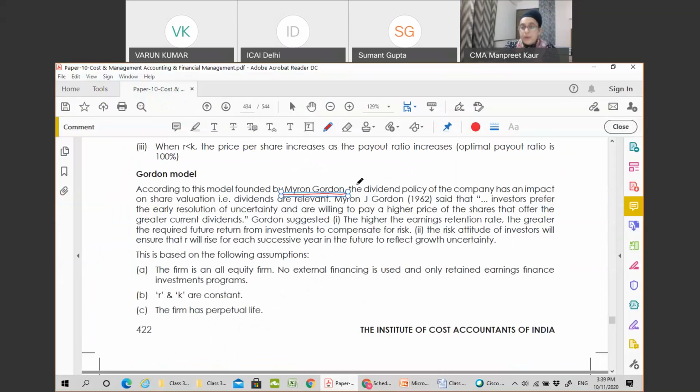The Gordon model was founded by Myron Gordon. This has an impact on share valuation. It is from 1962. It says investors prefer early resolution of uncertainty and are willing to pay higher prices for the shares that offer greater current dividends.